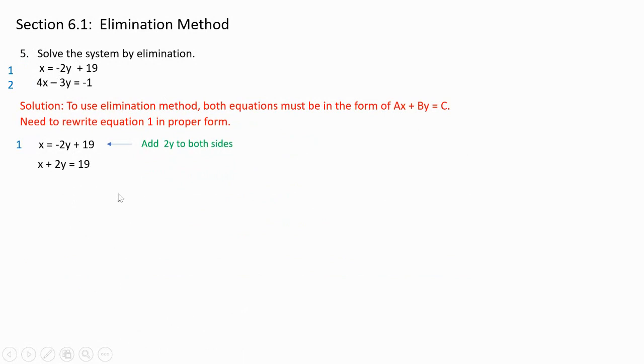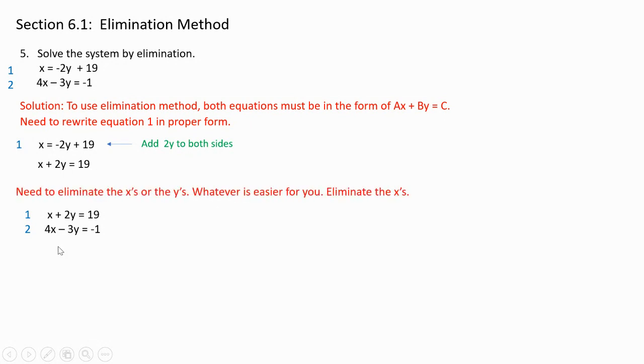Right, so we get x plus 2y equals 19. Now we have equation 1, which is the one that we placed in the ax plus by equals c form, and then we got number 2, which was already set in that format. Now here, guys, it doesn't matter what you want to eliminate, the x's or the y's. For example, since the x is already by itself or isolated, right? There's no coefficient there.